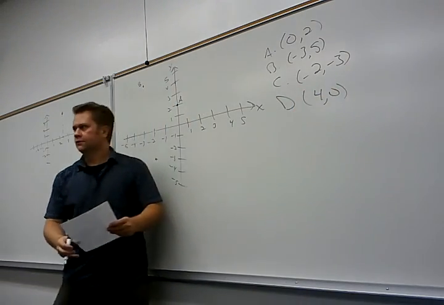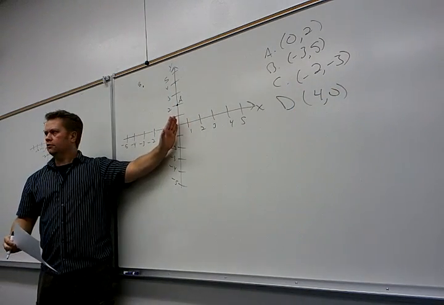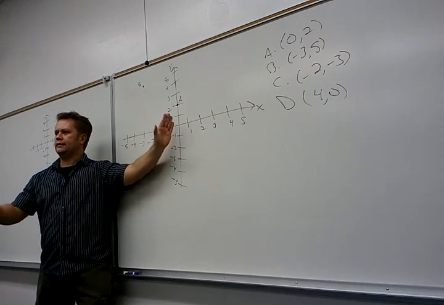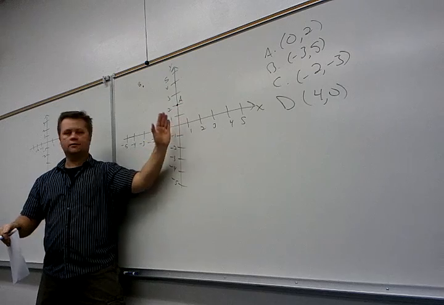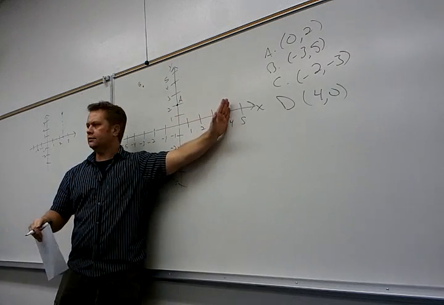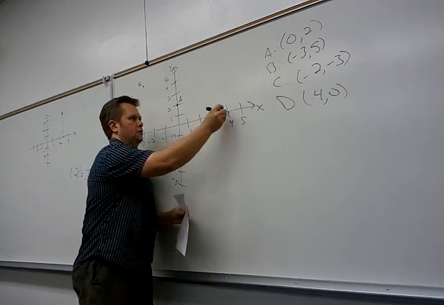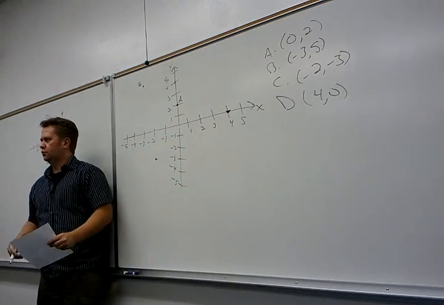So D says, go up. Now go to the right. Remember the first number is the x-axis. It's how much you move on the x-axis. So I want to go 4 right, and then how much do I want to go up or down? 0. So I want to stay right there. Cool.